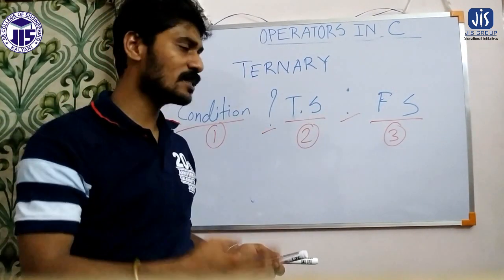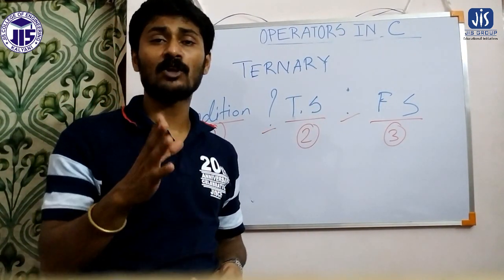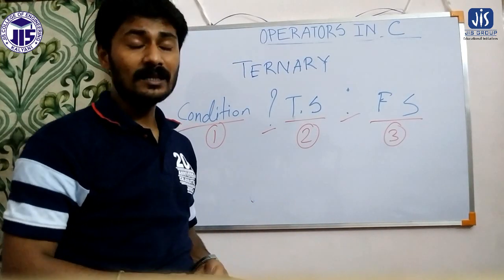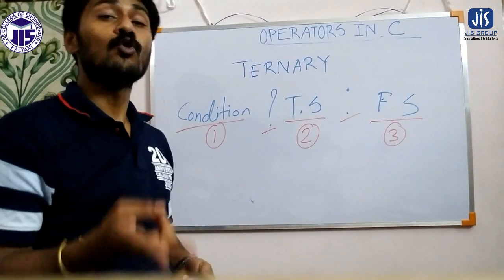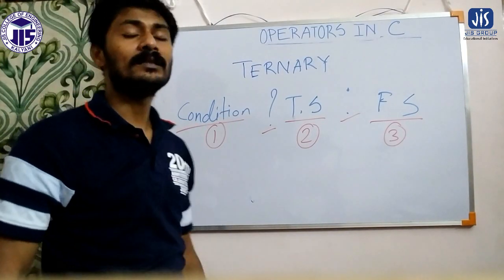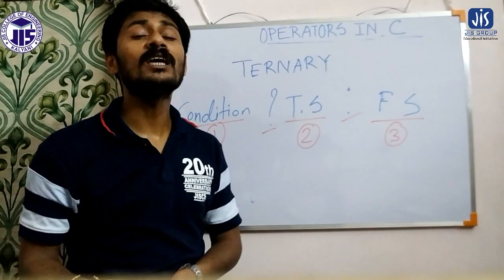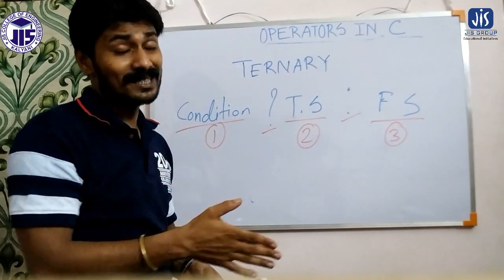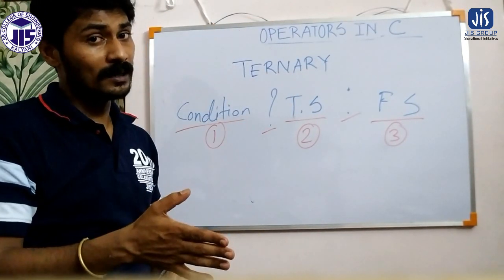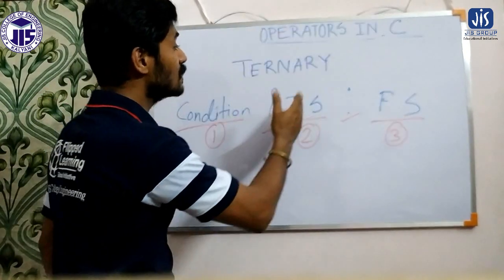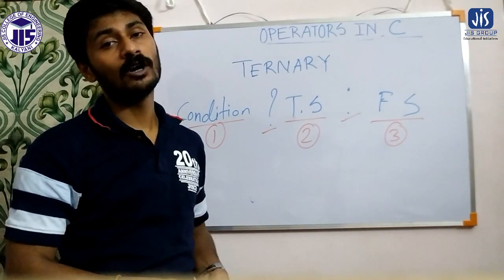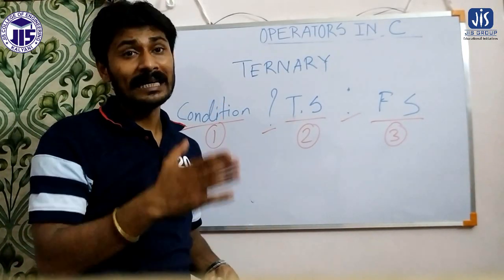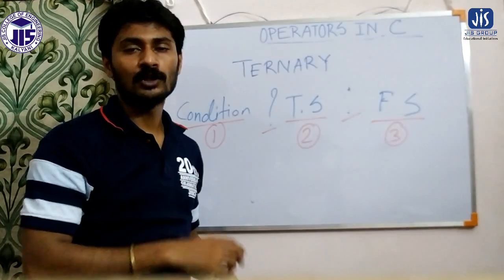So there are 3 types of operators: unary, which performs operation on only one operand; binary, which performs operations on 2 operands; and ternary, which performs operation on 3 arguments. So these are the categories of operators that we have discussed. We can divide operators into these 3 categories depending on the number of operands they take to perform the operations.